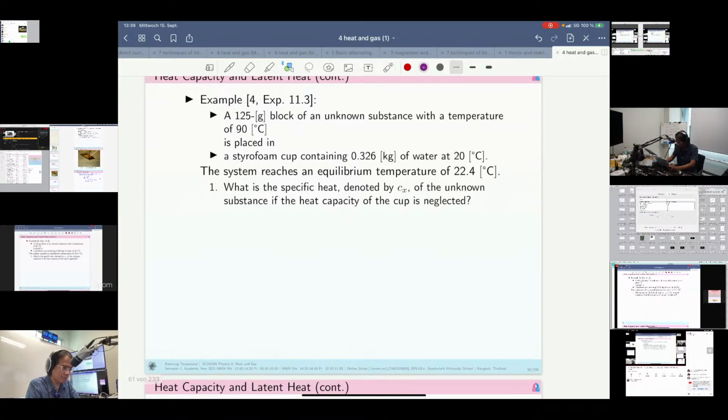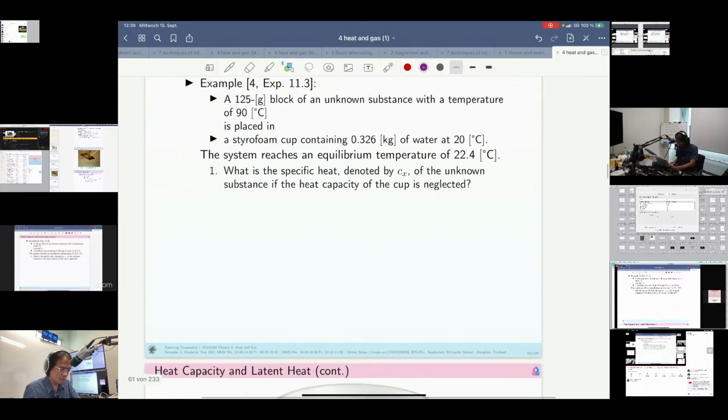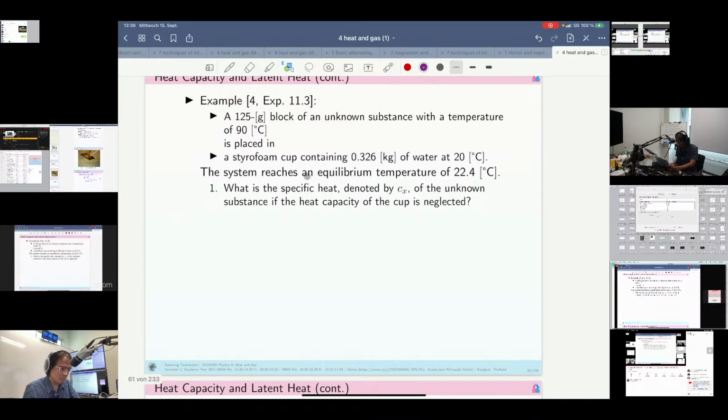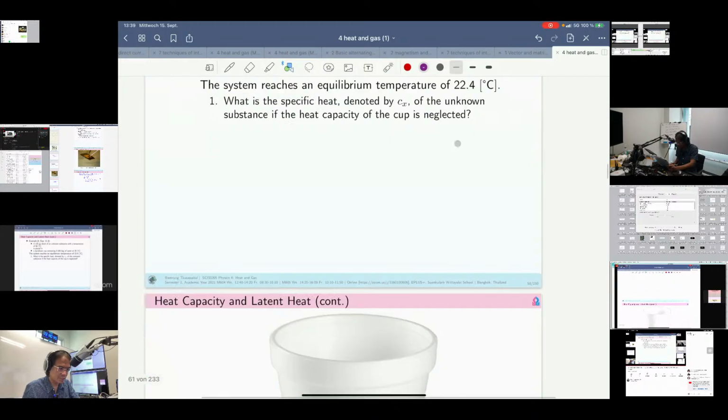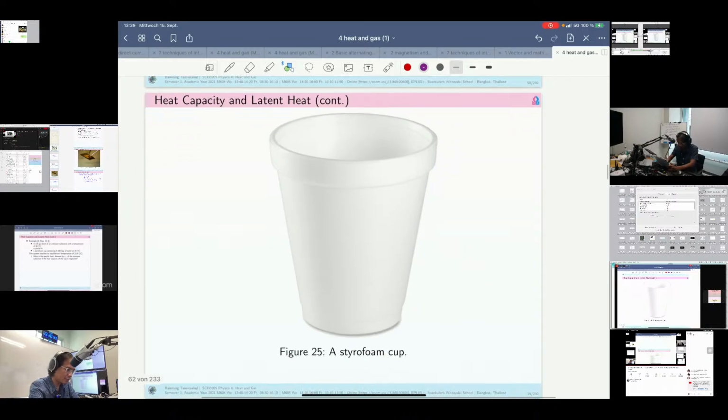Let's continue our story. Yes, you have two things, right? This is the styrofoam, and you first pour water, at 20 degrees Celsius. You have water inside this glass. You have first the glass, and this is water.